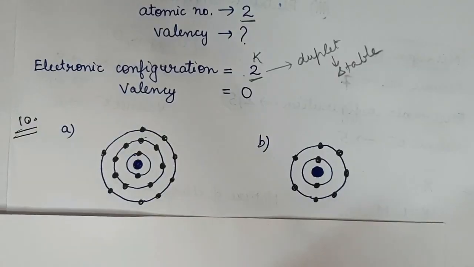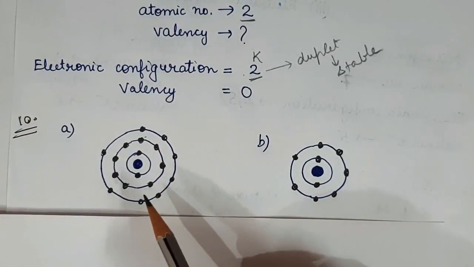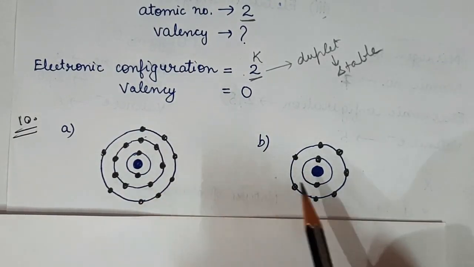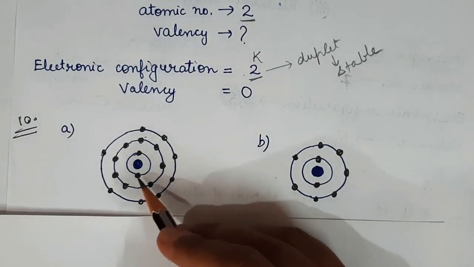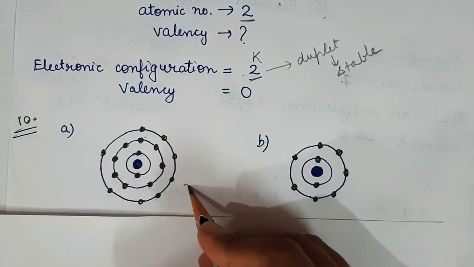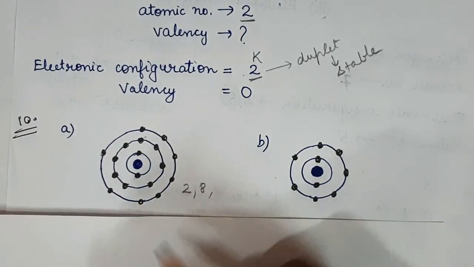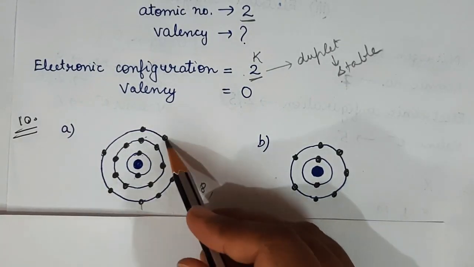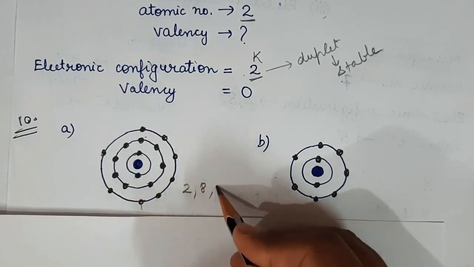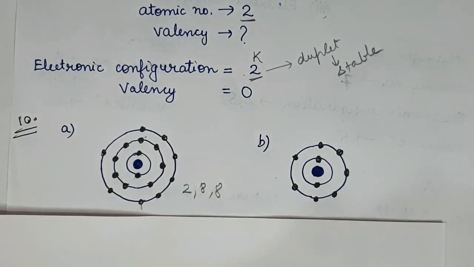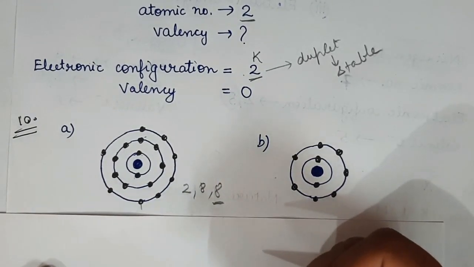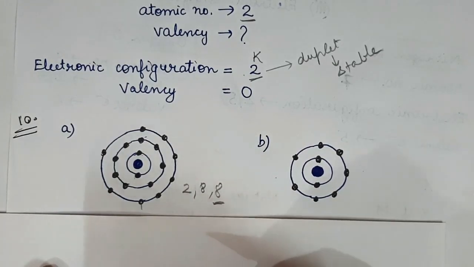Coming to the next question, question number 10. You are given these 2 figures A and B, and you have been asked to find out the valency of these atoms. In the first case, 2 electrons in the first shell, 8 electrons in the second shell, and in the third shell 1, 2, 3, 4, 5, 6, 7, 8. So 8 electrons in the third shell. So valency is 0. Why? Because the outermost shell is octet, stable. So neither will it gain nor lose electrons. It is already stable, so valency is 0.